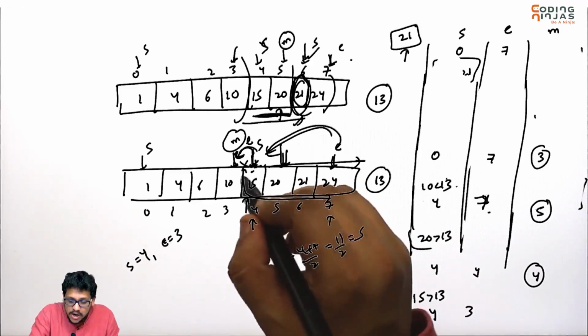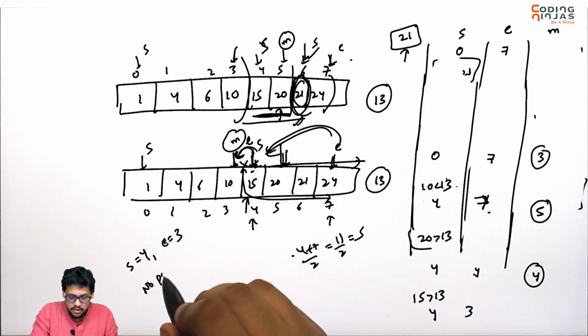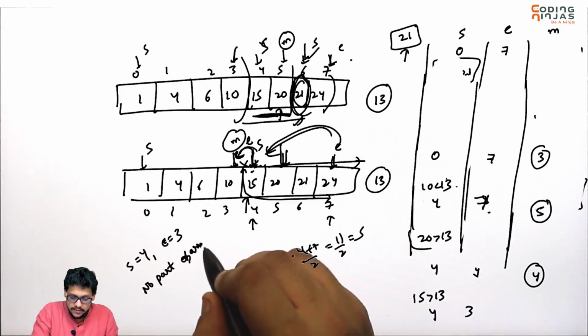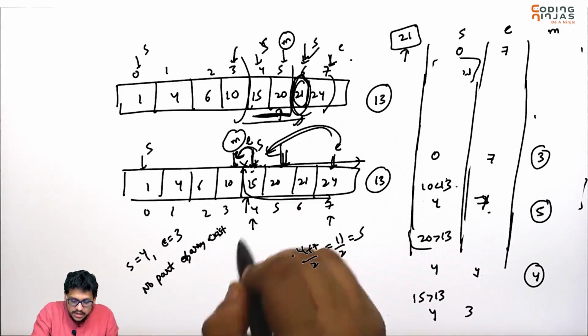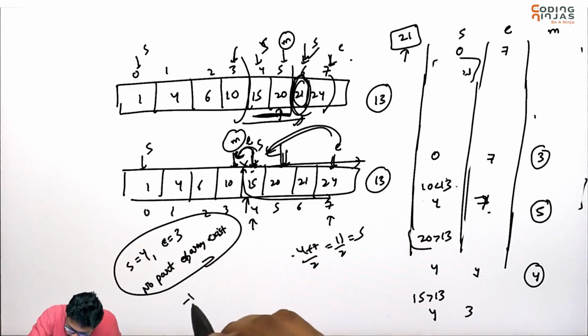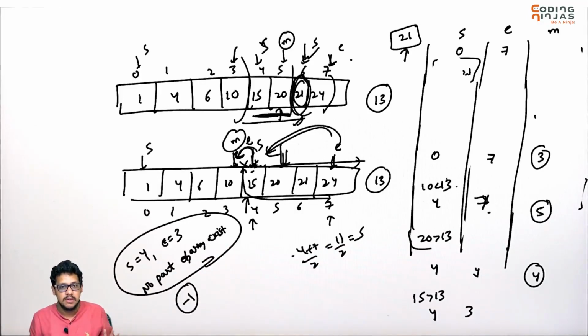That means no part of the array exists because start has crossed end. That means you are not able to find the element in the array. So your answer will be minus 1. If start has crossed the end, that means your whole range is over. That means you don't have the answer, so your answer is minus 1. Perfect thing. So these are the cases you have to consider.